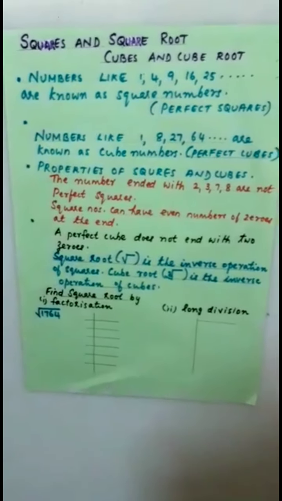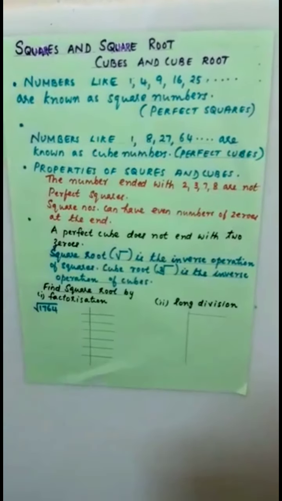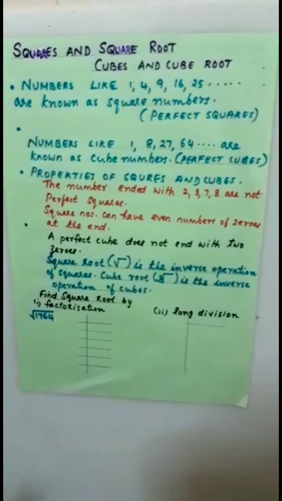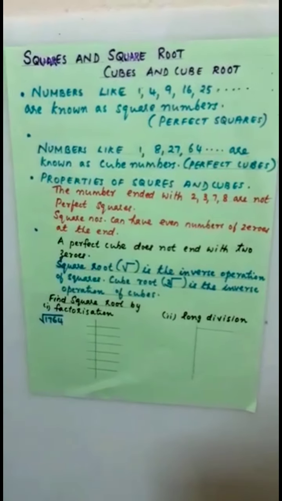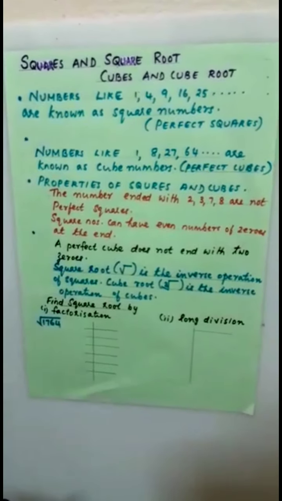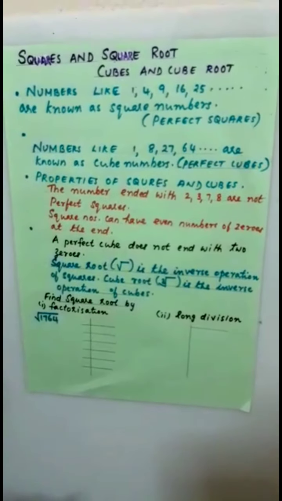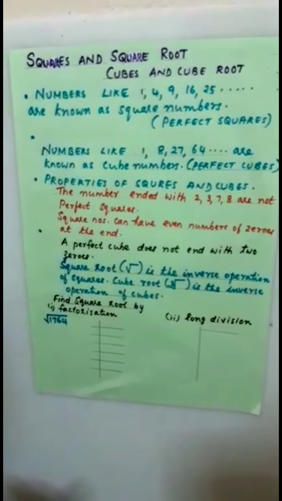Today's topic is squares and square roots, cubes and cube roots. First, we learn about the squares. Numbers like 1, 4, 9, 16, 25. This pattern we are calling square numbers.